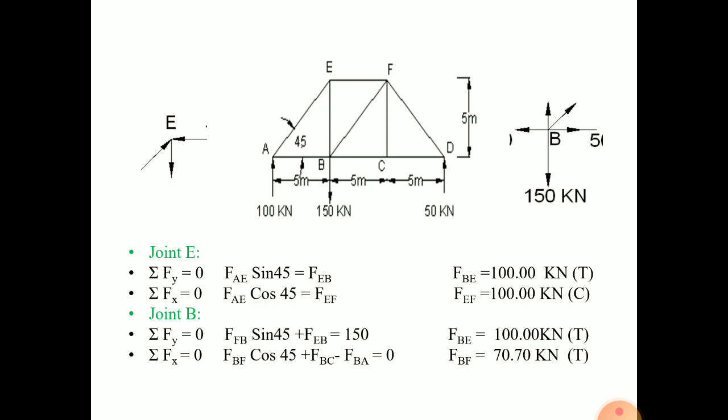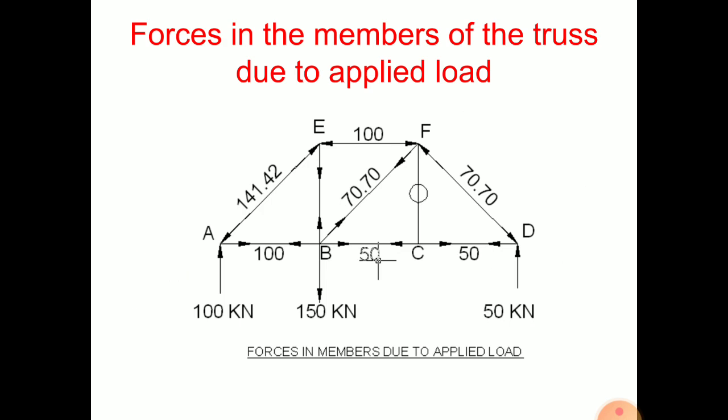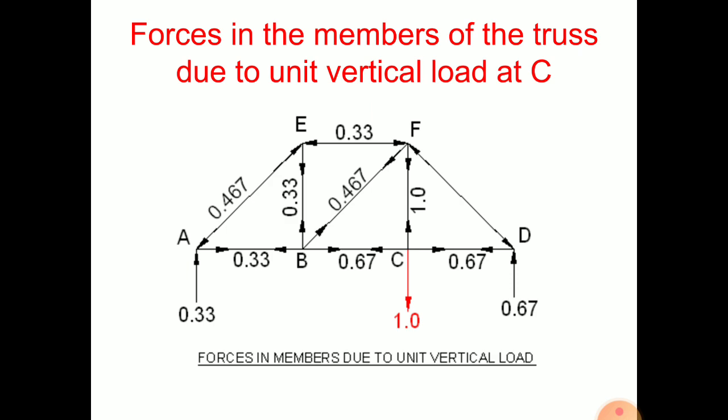Then at joint E and joint B, we will be calculating the forces in the remaining members as follows. Then this is the total list of all the forces of the truss due to applied load. So the member CF is having 0 force and the others are having their respective forces.